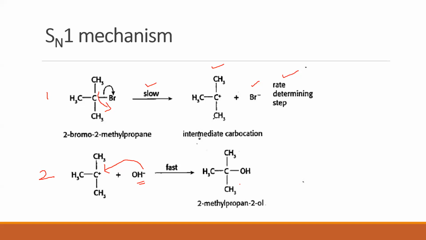Can you tell me what is the other difference? What is the type of attack? Correct. There in SN2, the nucleophile attacked from which side? Yes, it attacked from the back side. Why did it have to attack from the backside? Why can't it attack from the front? Yes, we spoke about it.